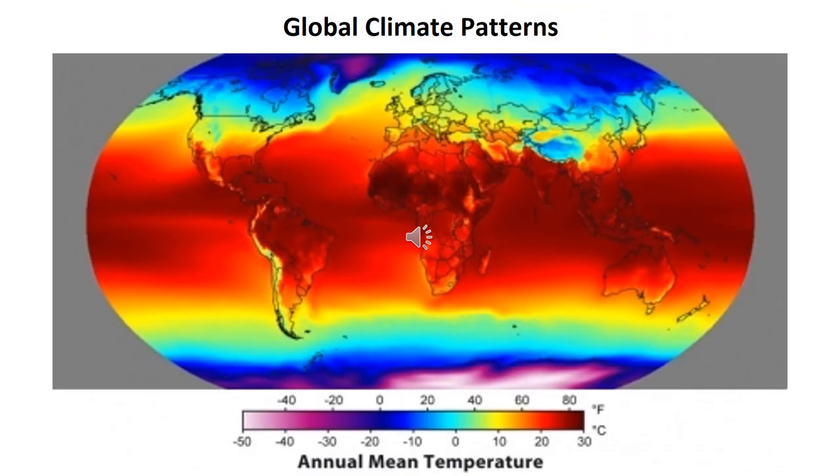Once again, global climate patterns are dictated mostly by the mean temperature and precipitation. Here you're seeing mean annual temperatures, and clearly it's warmer near the equator. There are other factors too, but it affects the climate, and that affects what types of plants and animals are there, and the diversity, and cultures too.